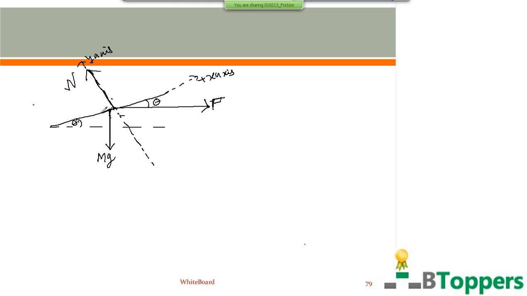So when the block is moved up along the inclined plane, the force of kinetic friction or sliding friction acts down the inclined plane. Let Fk denote the magnitude of kinetic friction on the block. We can resolve the forces mg and F into rectangular components parallel to the x and y axes because they are inclined to both axes. The component mg cos theta acts perpendicular to the inclined surface, opposite to the normal reaction. And the component mg sin theta acts down the inclined plane.